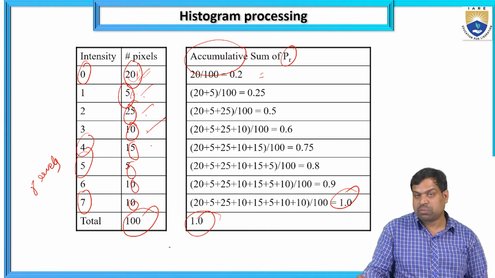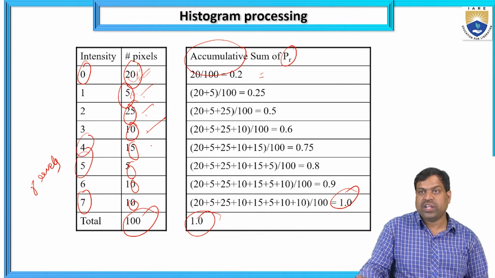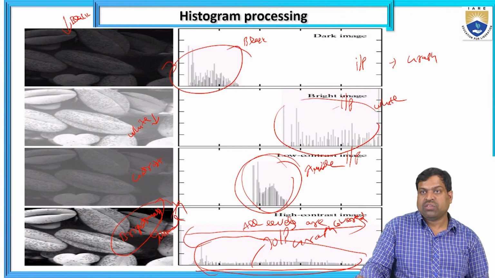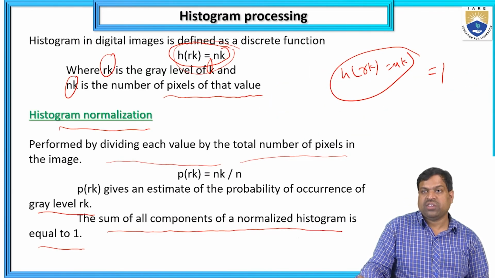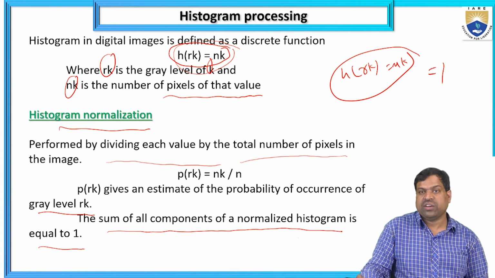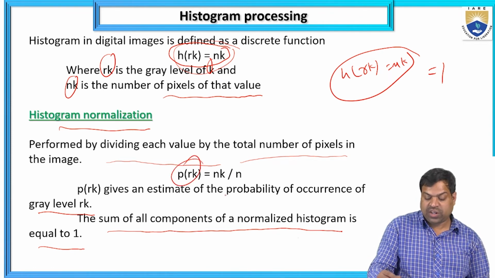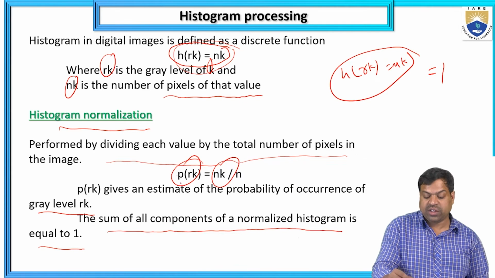I'm taking here 1.0. It is an accumulative sum of PR. Here I'm finding out the PR value. We already know that h of rk equals nk, so p of rk equals nk by n. Here I'm taking PR.